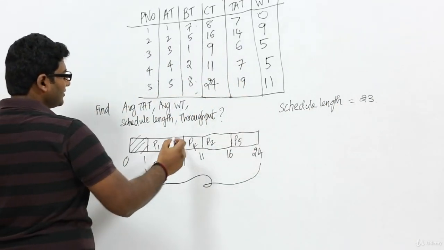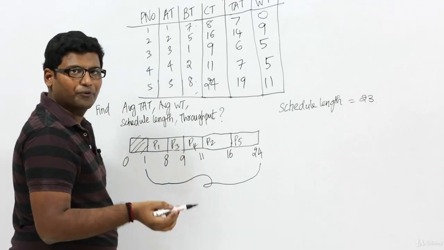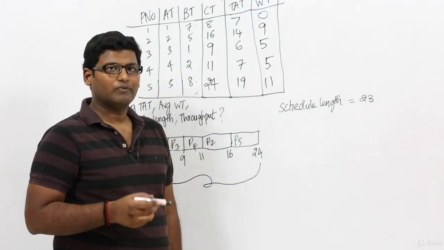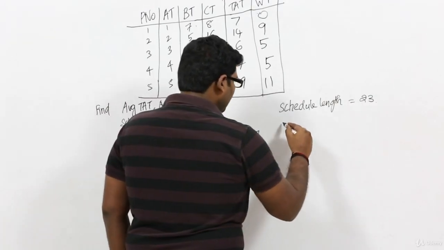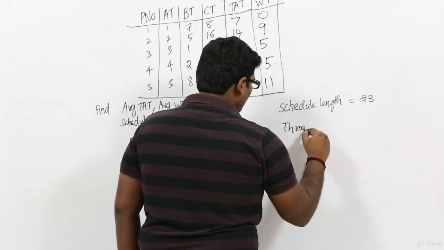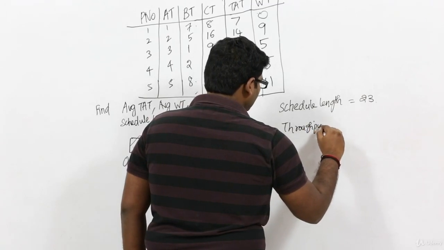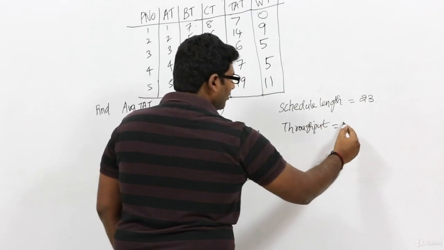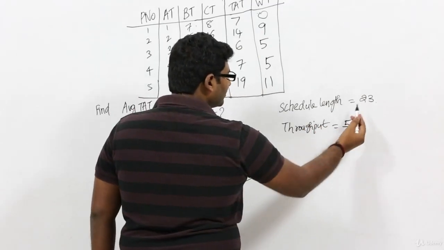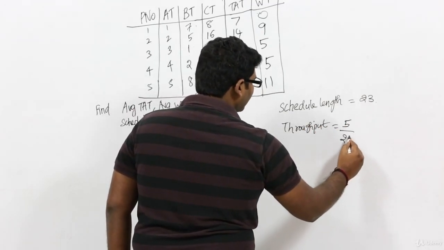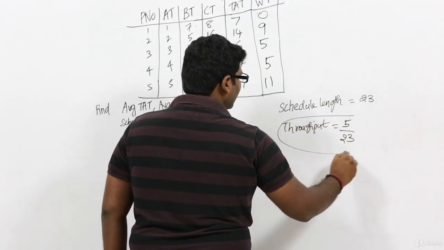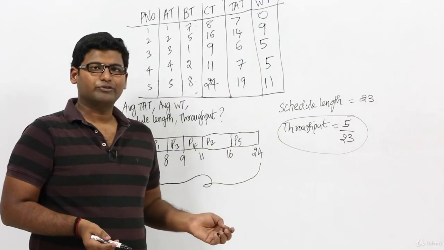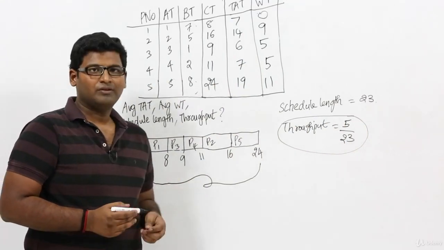Now we also have throughput. We know what throughput is: the number of processes executed per unit time. So throughput is the number of processes, which is 5, we have only 5 processes, divided by the schedule length, which is 23. So throughput is nothing but 5 by 23. I think it's quite simple. Now you should be more comfortable with this.